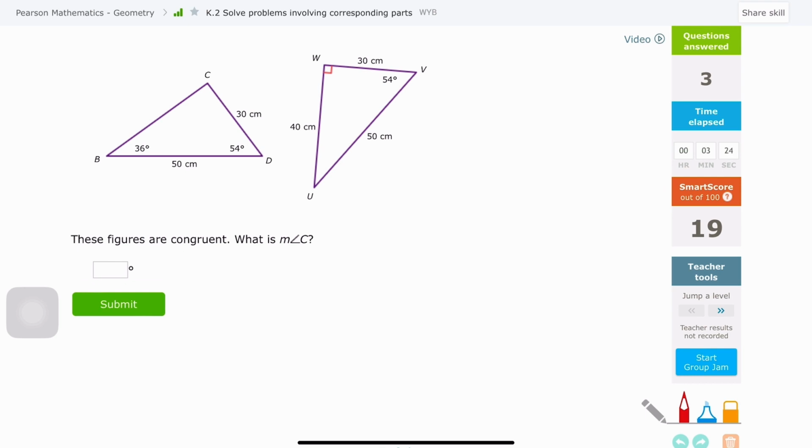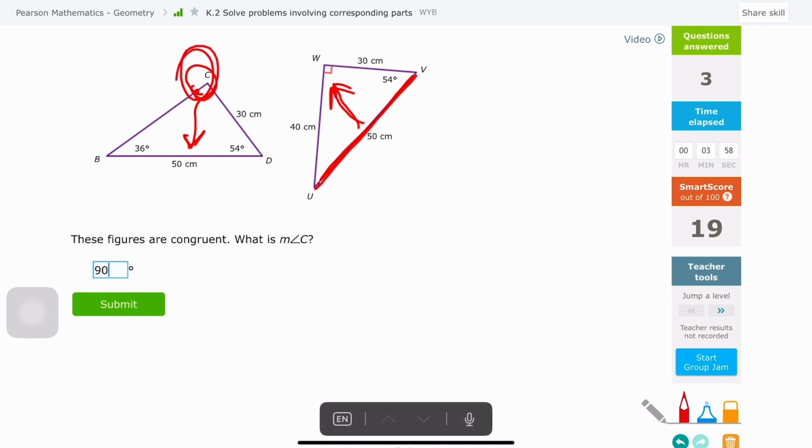So here we are looking for angle C, which is this angle. If you clearly notice the shape, you can see angle C is opposite to side 50. So what we have to do is look for a side which is 50 centimeters long in the second shape and look for the angle which is opposite to that one. So here you can see in the second triangle we have a side of 50 centimeters and the angle opposite to that is 90 degrees. So obviously this should be 90 degrees.